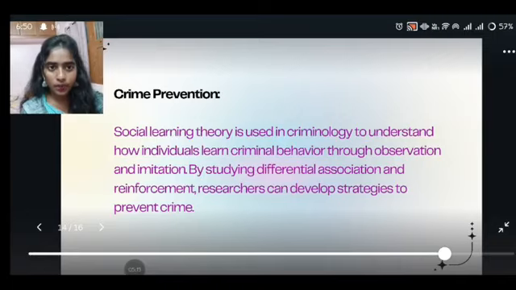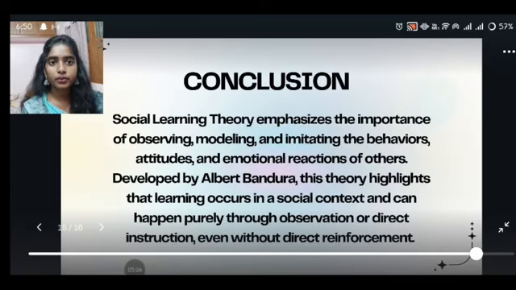Social learning theory is used in criminology to understand how individuals learn criminal behavior through observation and imitation. By studying differential association and reinforcement, researchers can develop strategies to prevent crime.